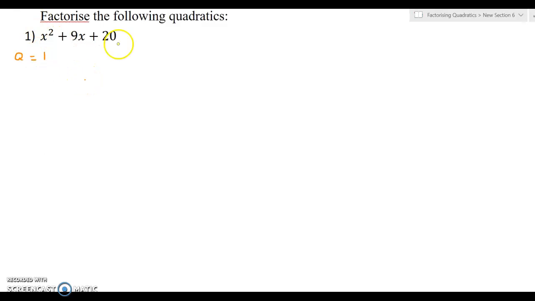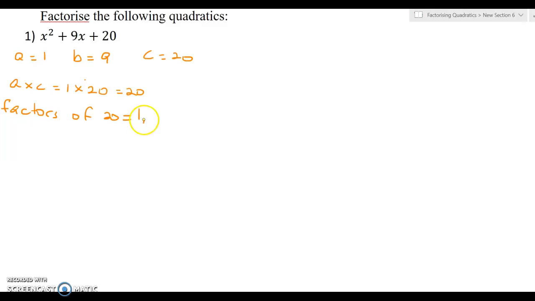Again, first things first, write down the value of A, the value of B, the number before the x, and C, the number by itself. Now we need to remember with the first method, you have to say A times C. So 1 times 20, which is 20. Now we need to list the factors of 20, which are 1, 2, 4, 5, 10, and 20.